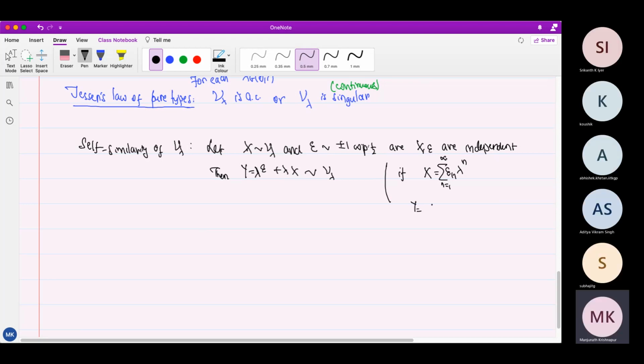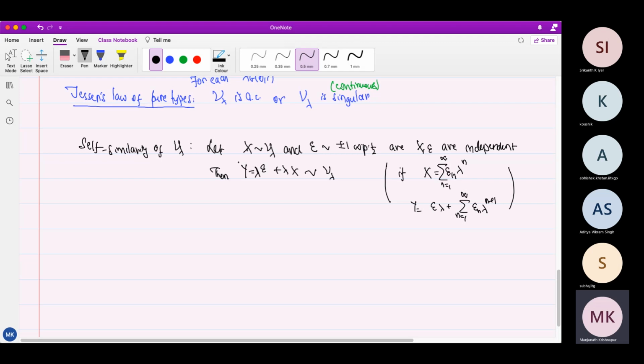Now y will be epsilon lambda plus epsilon n lambda to the n plus 1. That's exactly the same form, right? Epsilon and epsilon n's are independent. So we are taking epsilon independent of the x. So this is exactly the same distribution. This is the self-similarity property.